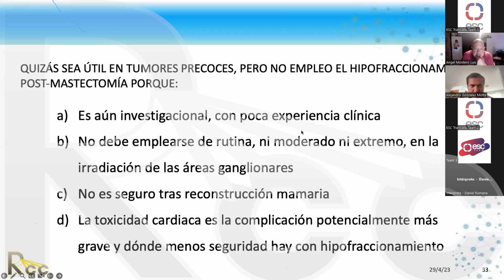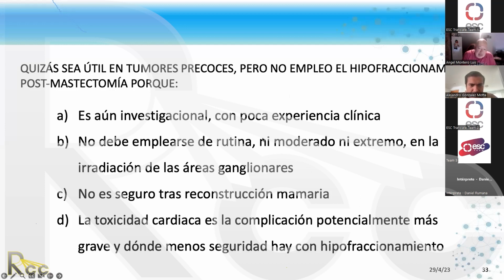It should not be employed routinely, not moderate, not extreme, in irradiation of the nodes. It's not safe after breast reconstruction. Cardiac toxicity is a potential complication where hypofractionation is less safe, or none of the above. Okay, both are curious, have a view that you don't use it for other causes. So we could have a discussion of what are the reasons why you don't consider these treatments. Nevertheless, one of the main reasons is the idea of cardiac toxicity, and I'm glad this is what you think, because I'm going to explain why this is not true, or move your mind so you can see a different way of looking at these beliefs.